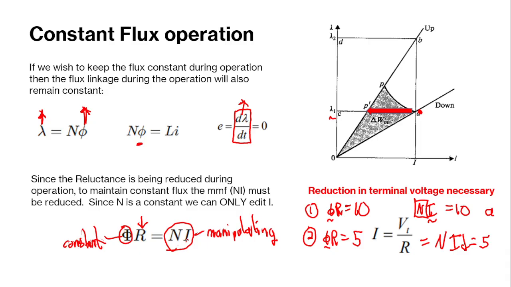The only thing you can really manipulate here is the current, because the current comes from Vt on R. So you are basically just editing the terminal voltage. So that's constant flux operation. For constant flux, this had to be the same; the flux linkage had to be constant, and if flux linkage is constant, the flux has to be constant. But if you change the reluctance, to keep the same flux you'll have to change the current. That's basically what I'm trying to say.